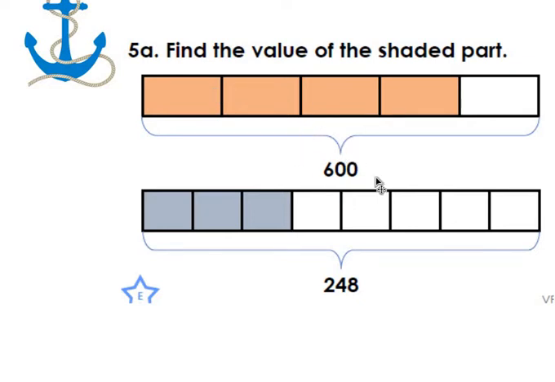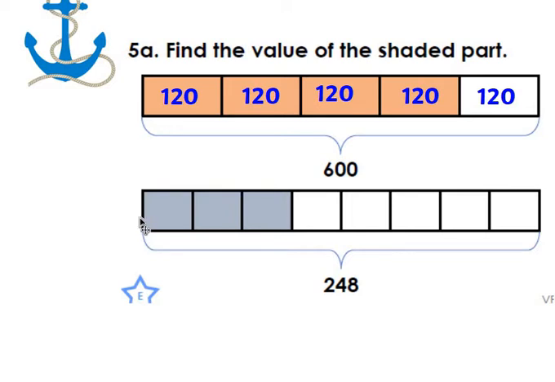To start with, we take our total and we divide by how many parts we have. So 600 divided by 5 equals 120. So each part is 120. So we need to know what 4 parts are, because that's how many parts are shaded. So you could either do 4 times 120 or 600 take away 120, which equals 480. So these 4 parts are 480.